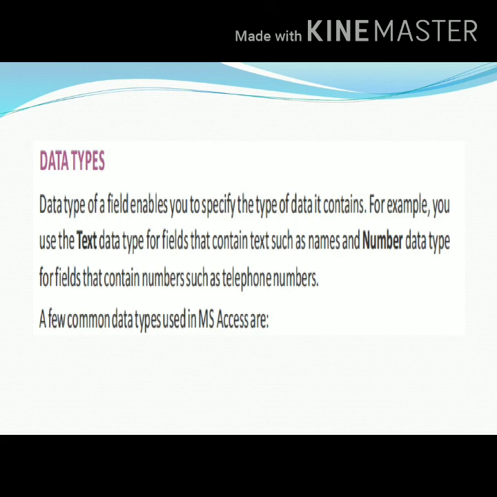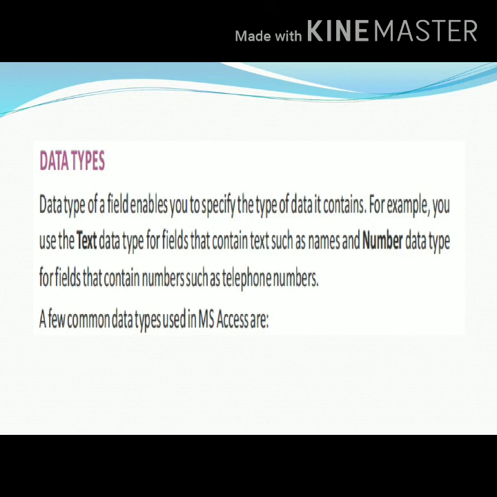Design view is where you enter the fields along with their data types. A data type is the type of data a variable or a field can hold. For example, roll number. What is its data type? Compulsorily, that is a number. Name is text. There are many kinds of databases, and in MS Access we have 7 data types. The data type of a field enables you to specify the type of data it contains.